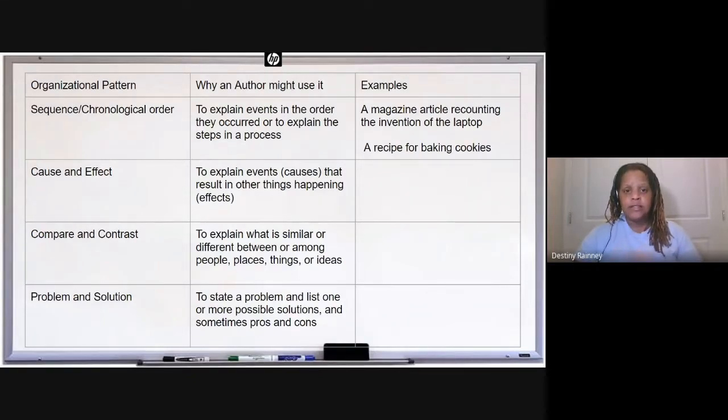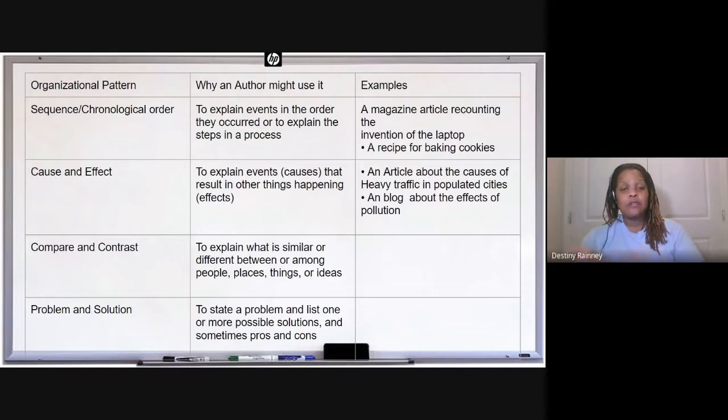Let's move on to cause and effect. Go ahead and think of an example for cause and effect and write that down. All right, remember, our answers may vary, and that's okay. An example would be an article about the causes of heavy traffic in populated cities, or a blog about the effects of pollution.